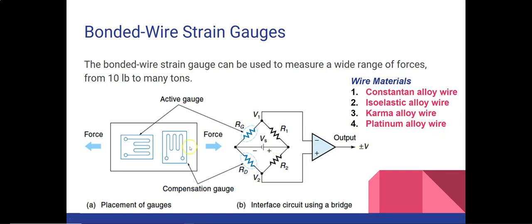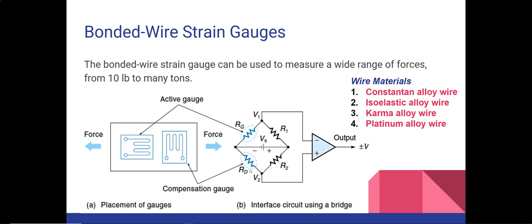Now let's see the circuit. In this circuit we see this active gauge. On this active gauge the main force is applied, and then we see this compensation gauge. This compensation gauge is used to help cancel the variation due to temperature.